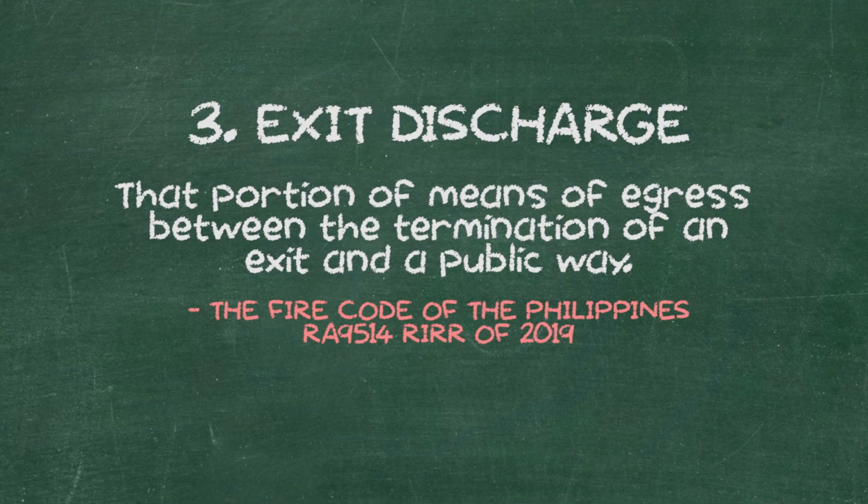At ang panghuling part ng means of egress ay ang exit discharge. The exit discharge is that portion of means of egress between the termination of an exit and the public way. Ito ang dulo ng exit that leads to a public way or an open space. Like the exit, separated o protected pa rin dapat ito. Lahat ng exit na nanggagaling sa itaas at ibabang palapag ng gusali ay dapat magtungo at lumabas sa exit discharge.